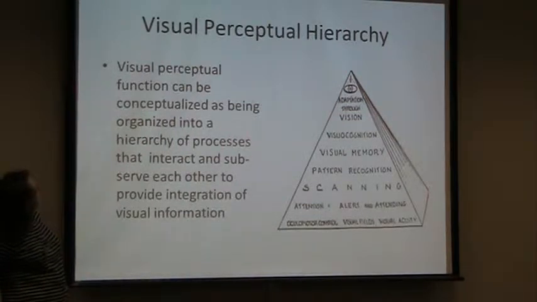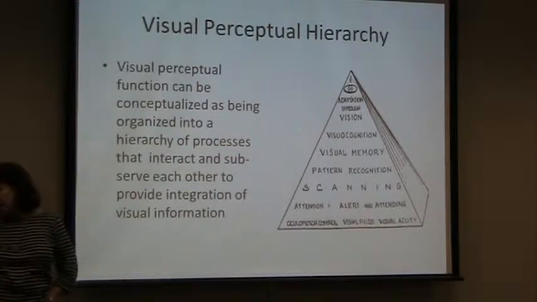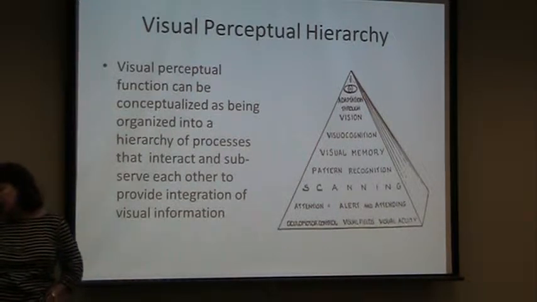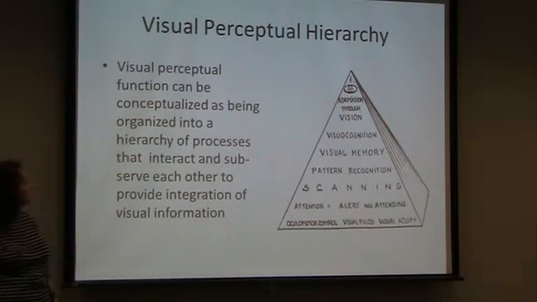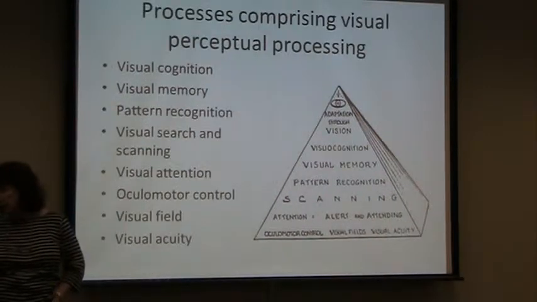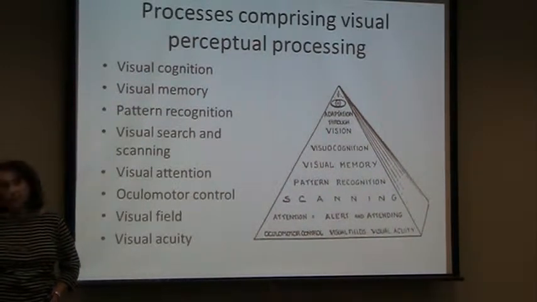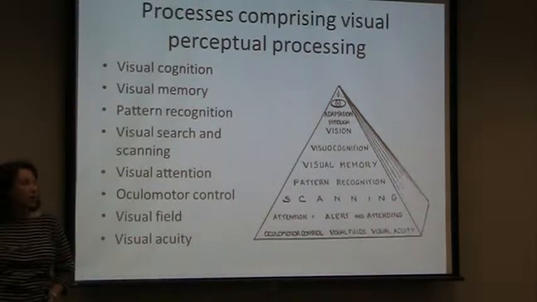So, visual perceptual hierarchy. Visual perception function can be conceptualized as being organized into a hierarchy of processes that interact and subserve each other to provide integration of visual information. There's her little pyramid. You guys take a look at that, review that in your head instead of me just reading it to you.